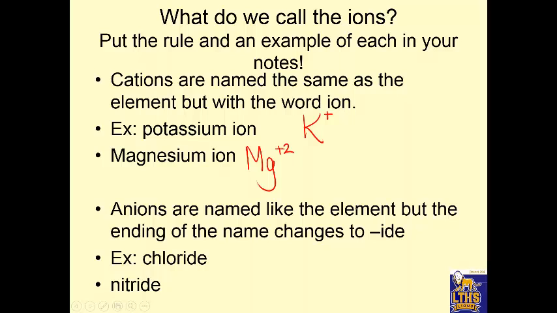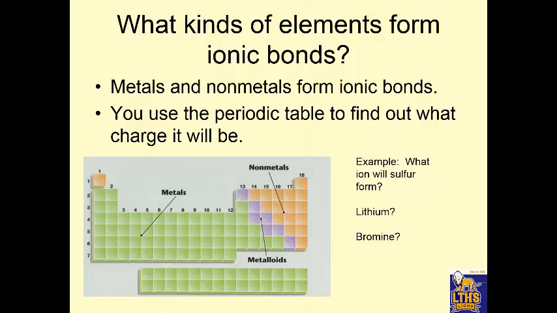Anions are named like the element, but you change the ending of the word to IDE. You see chloride, you should be thinking Cl, and then -1. You see nitride, you should be thinking N for nitrogen, -2. I'll tell you how I got the charges in a second, but you already know. Okay, so here we go.